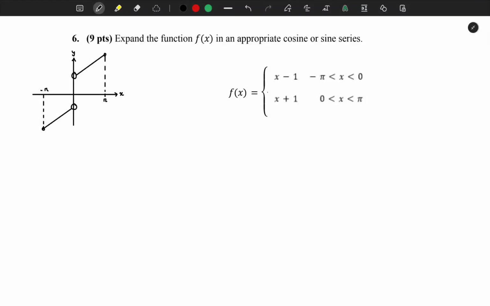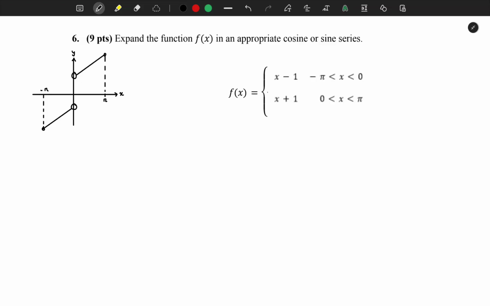Final question of the midterm, and we want to expand the function f of x in an appropriate Fourier expansion, essentially. So we have a piecewise function here, x minus 1, x plus 1, and on the left I've sketched a little bit of what this piecewise function looks like. Since doing the full Fourier series is very tedious, and you could definitely do it, but if you can take a shortcut, we may as well.